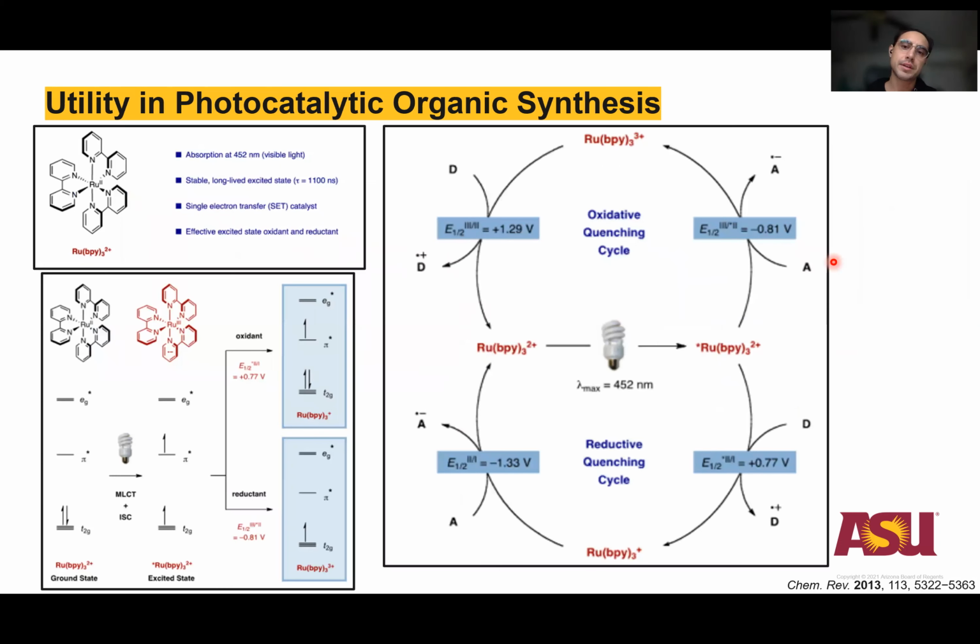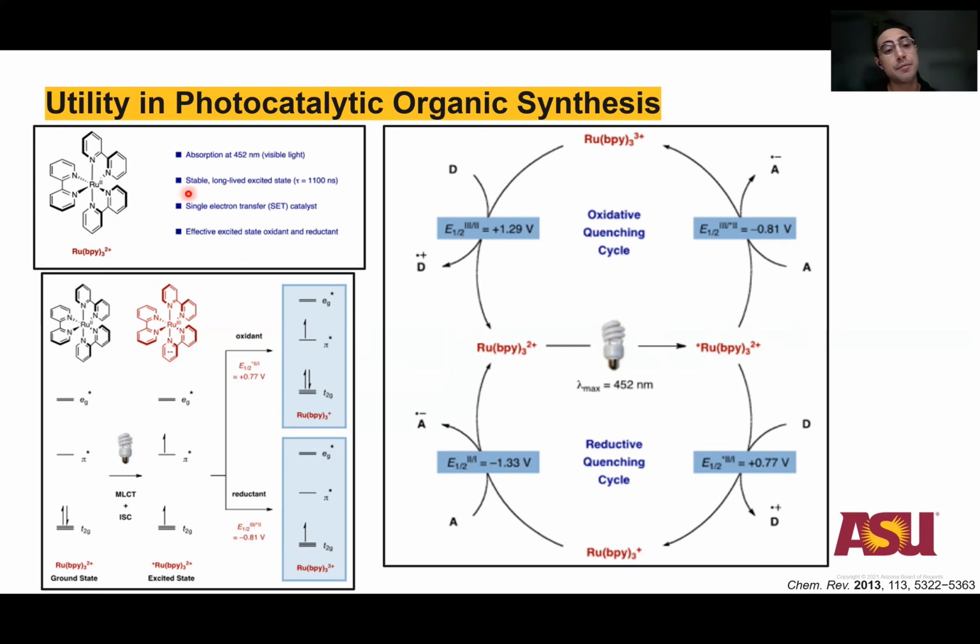And so to put this more into context, one of the most commonly known photocatalysts in organic photocatalysis is Ru(bpy)3. It's a transition metal complex. It absorbs in the visible light range at 452 nanometers.